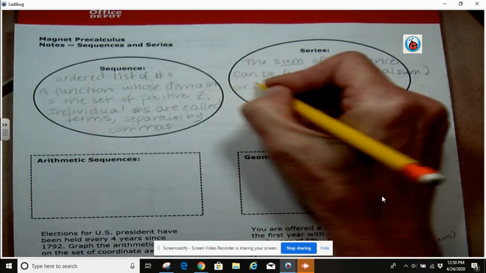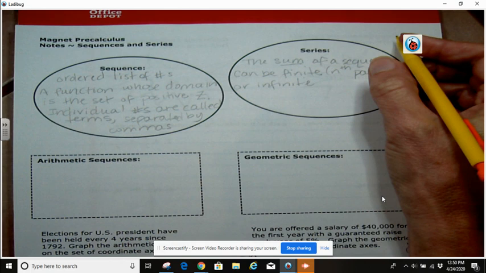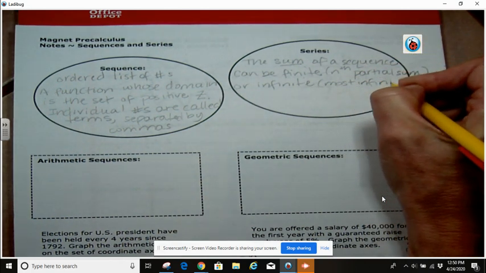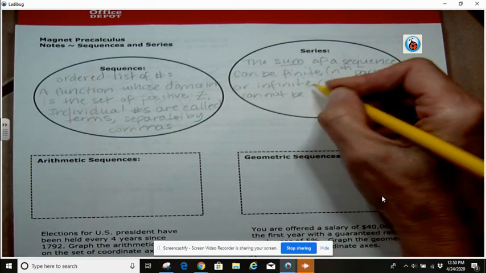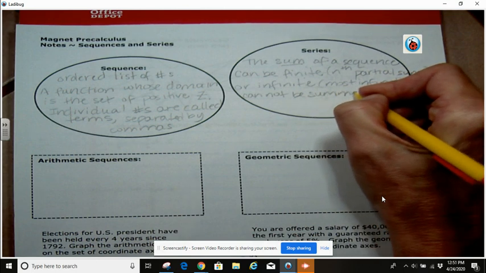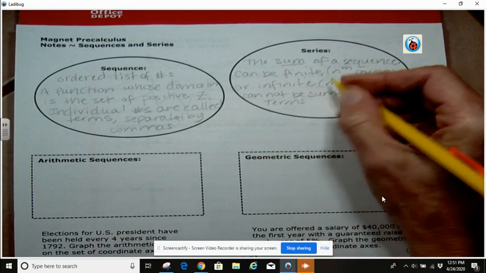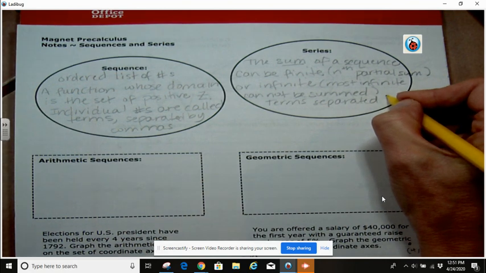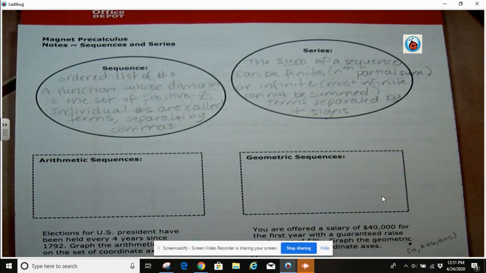Or it can be infinite, meaning it goes on forever. Most infinite series, most, not all, cannot be summed. And we take our terms and we separate them by plus signs because we're adding terms instead of just listing them.